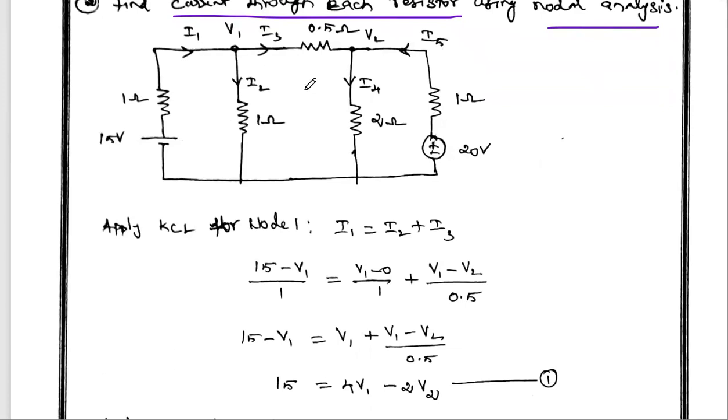First, we have to identify the nodes. How many nodes are there in the circuit? This is one node. A node is nothing but the meeting point of three or more branches. Here one end of the 1 ohm resistor is connected to one end of this 1 ohm resistor and the 0.5 ohm resistor. Similarly, this is another node, where three branches are connected. The meeting point of elements is called a node.